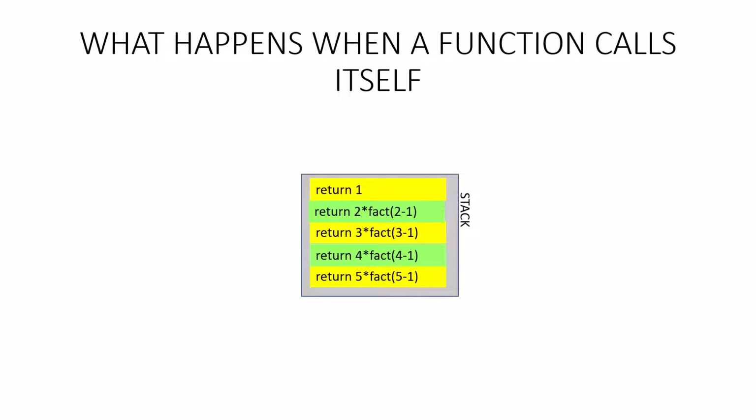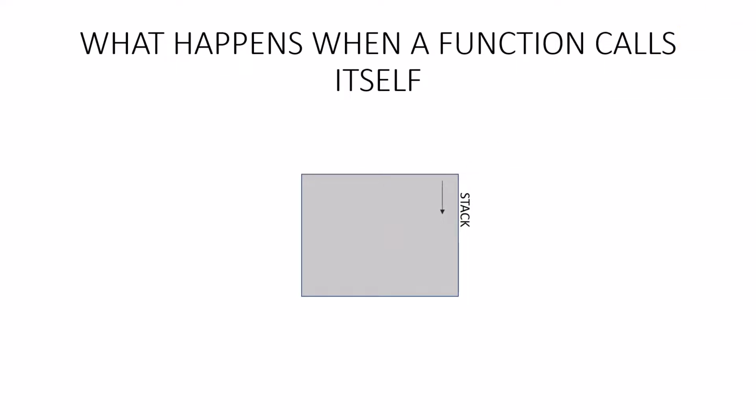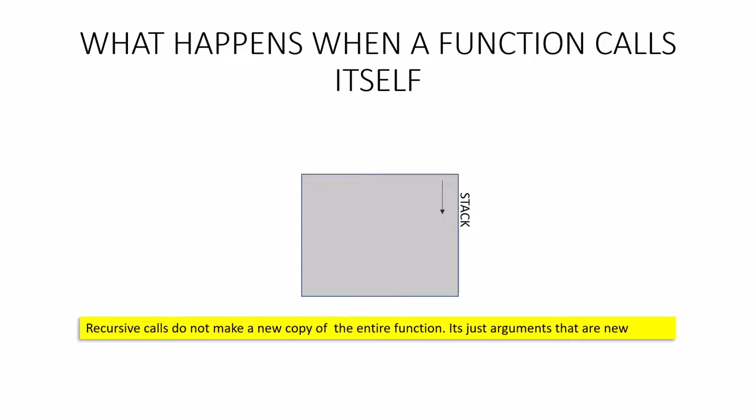Now we're going to be popping off the stack. So 1 will be popped off first. So that'll be 1 into 2 next, 1 into 2 into 3, 1 into 2 into 3 into 4, and then 1 into 2 into 3 into 4 into 5. And that's how we have the factorial, right? Recursive calls do not make a new copy of the entire function. It's just arguments that are new. That's important to note.